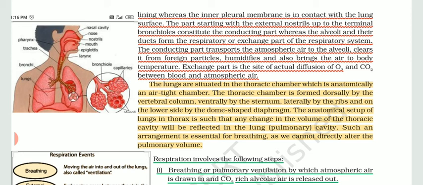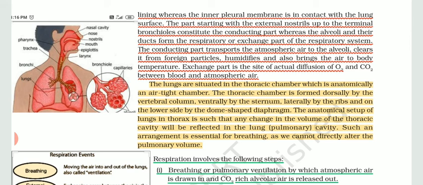So the temperature is very low, but our body temperature always remains the same, 37 degrees Celsius. So the conducting part plays an important role to regulate the body temperature. So that air which was at 6 degrees Celsius will come to 37, right? And it will also clear the unwanted particles. It can be bacteria, dust, dirt, etc.